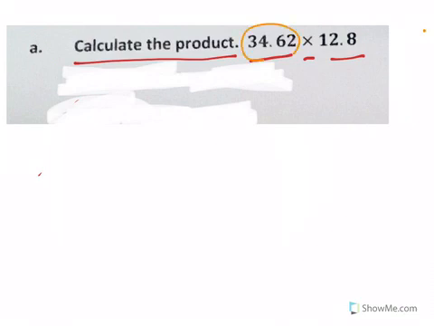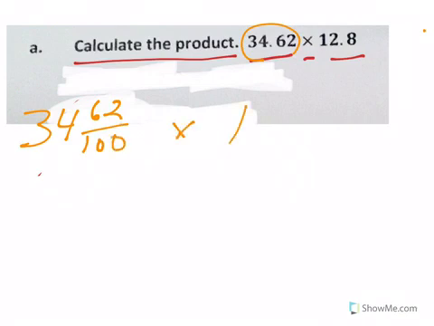When I see 34.62, I'm looking at a mixed number. It's 34 and 62 hundredths, times, move over here, I see 12.8. I know that's 12 and 8 tenths. It's an 8 in the tenths spot. Okay, there you go. Easy as that, right? No, not quite. There's a few more steps here.